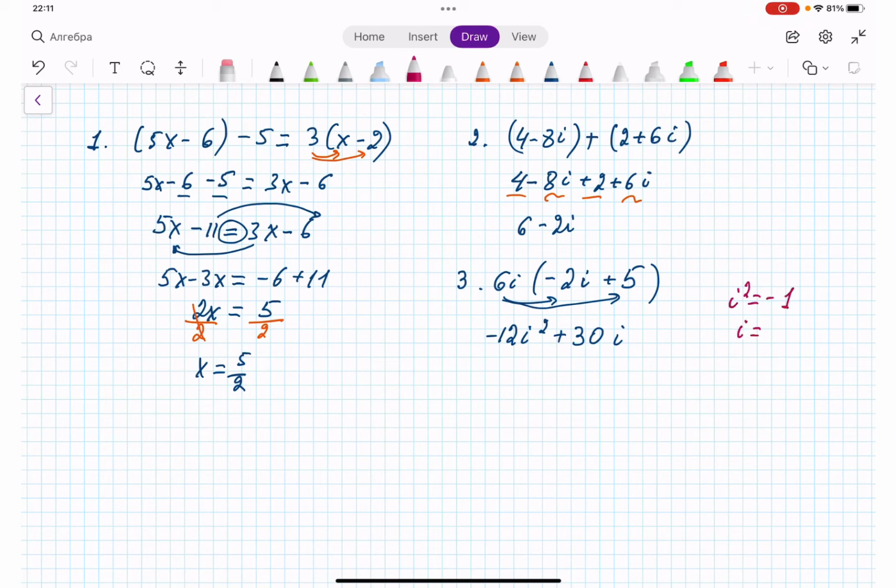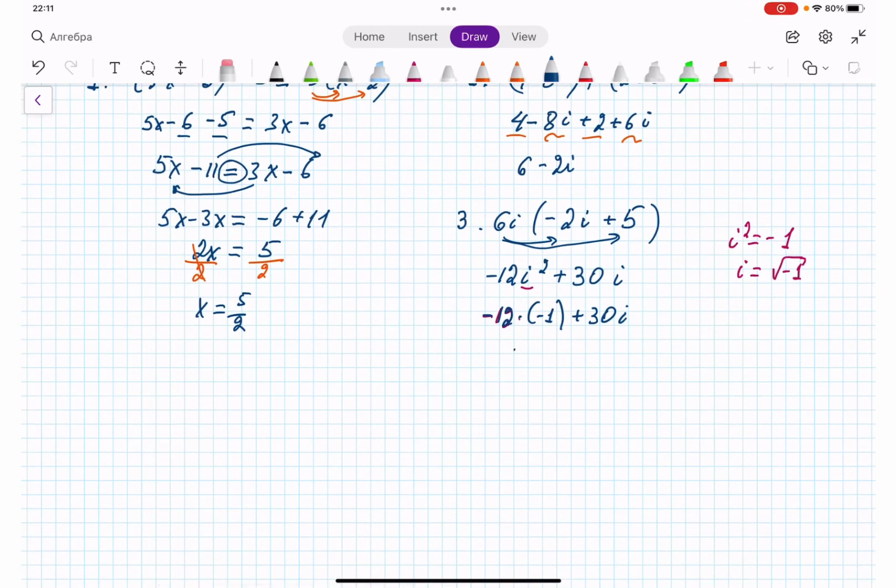And i itself is equal square root of negative 1. So we have i squared, which is going to be negative 1, and practically negative 12 times negative 1, and plus 30i. So from here we have positive 12, right? And plus 30i. Next one, guys, I would recommend to go over all these problems and then write out these problems and try to solve on your own, and then open and compare with these answers, okay? That would work the best.